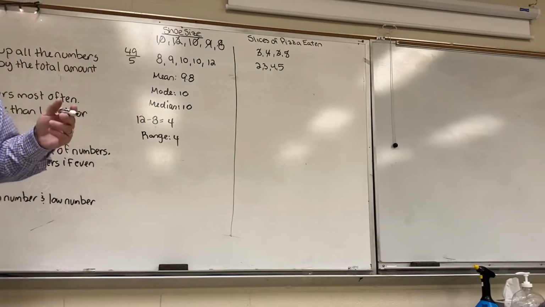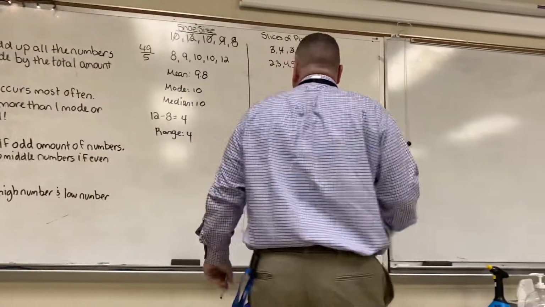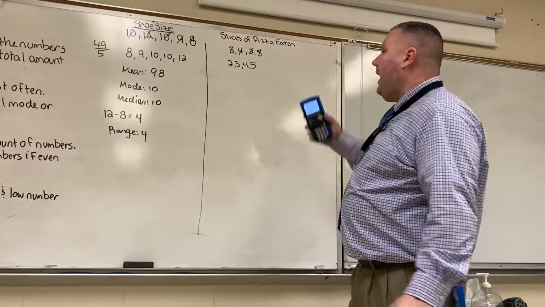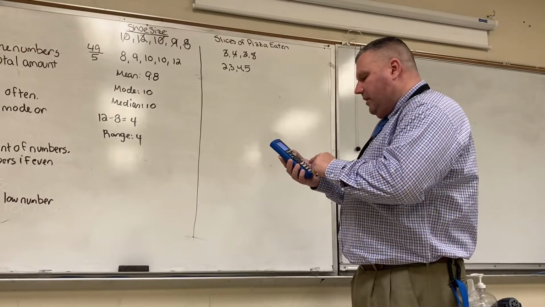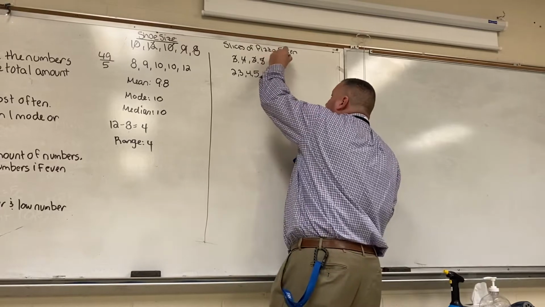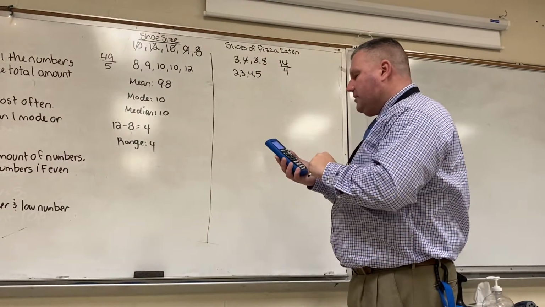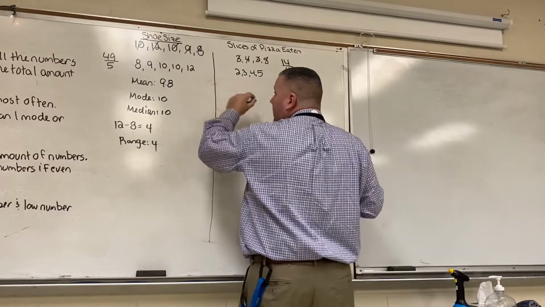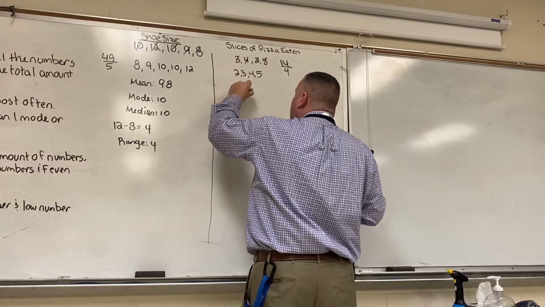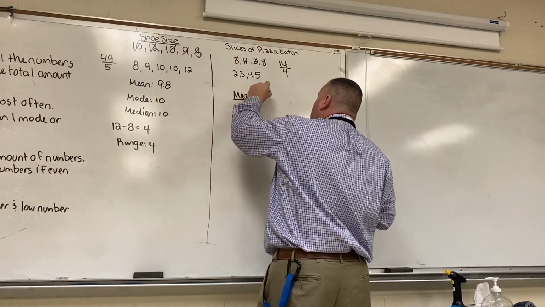Let's see what happens with an even amount of numbers. It's a little bit different, but not very much. For the mean, we're going to add them up. So we have 2 plus 3 plus 4 plus 5, which is equal to 14. We're going to divide that by 4, because there are 4 numbers. So 14 divided by 4 is 3.5.